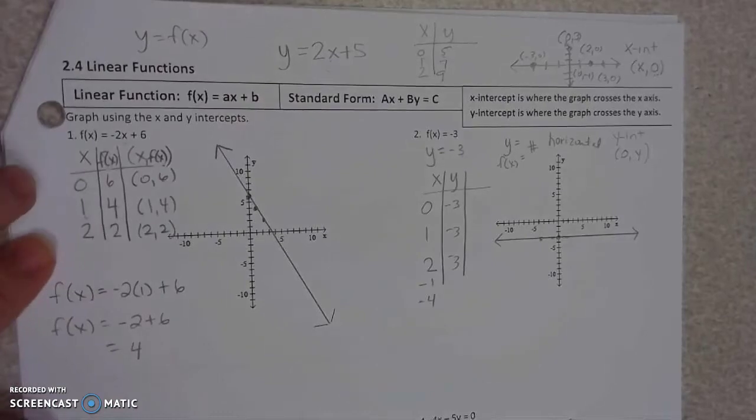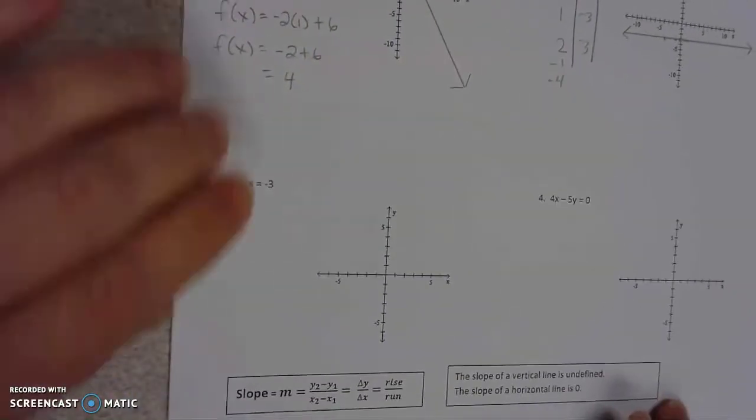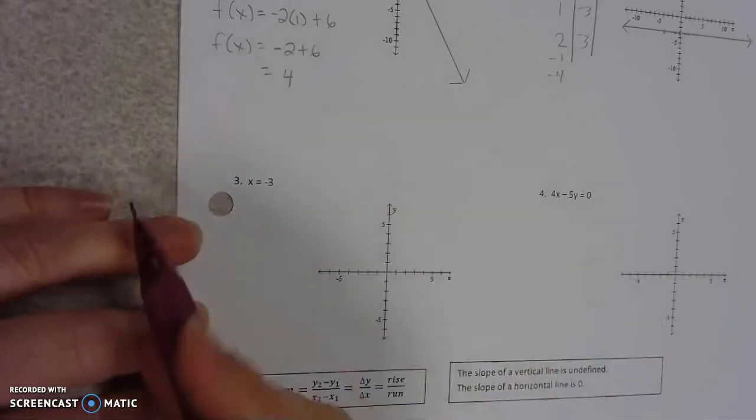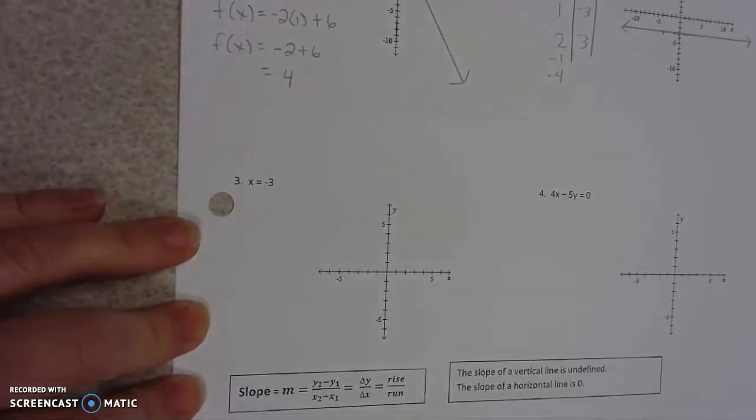Alright? Let's look at the next one. Okay, this one says x equals negative 3. Notice there's no y value, there is no f of x.